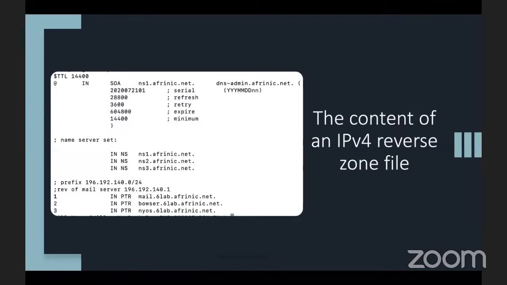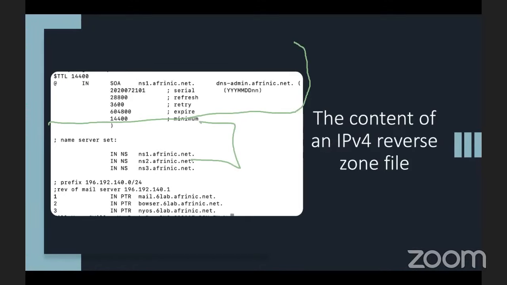So just an example here in this file. This is the content of an IPv4 reverse zone file, where you see the structure is basically the same. You always have the header, and then you have some resource record sets, the NS.